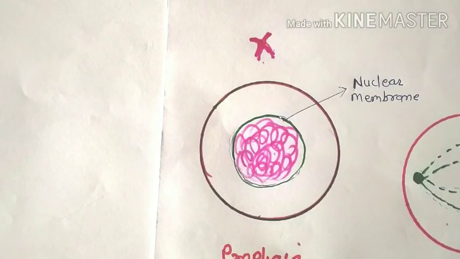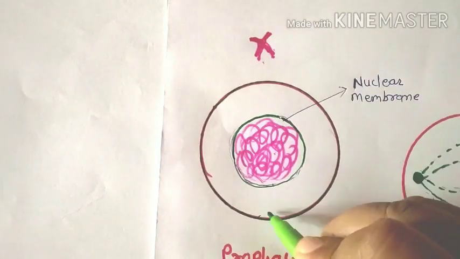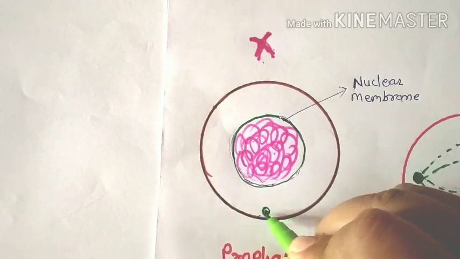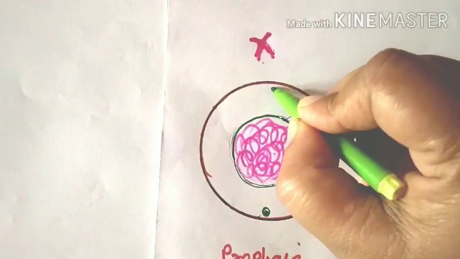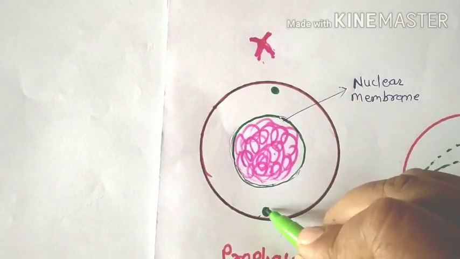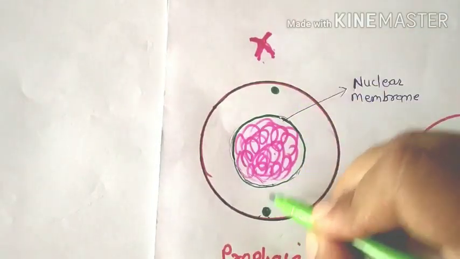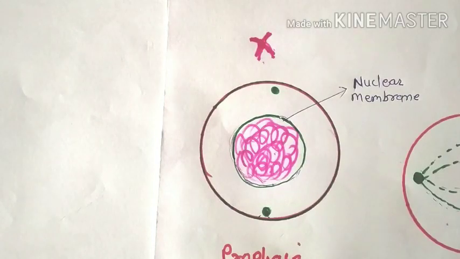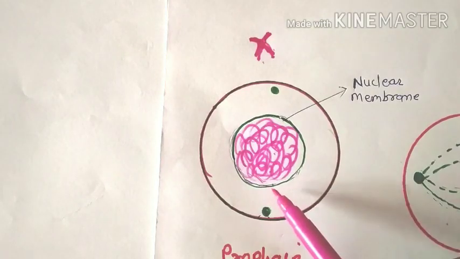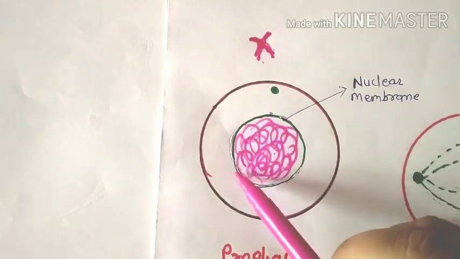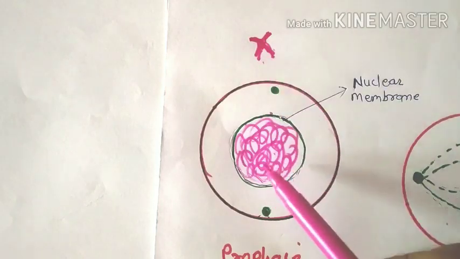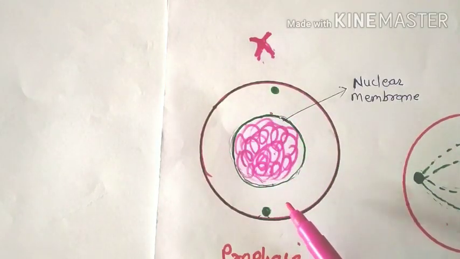Then the centriole duplicates and each centriole moves to the opposite pole. This is a centriole present in the cell. It duplicates, and one centriole moves to this pole, and one moves to this pole. The nuclear membrane and nucleolus start to disappear. This is the nuclear membrane. It slowly starts to disappear, so that this condensed chromosome comes into the cytoplasm itself.